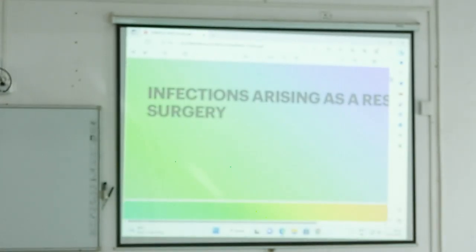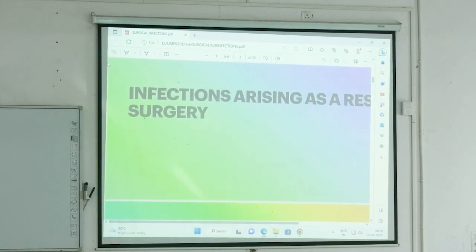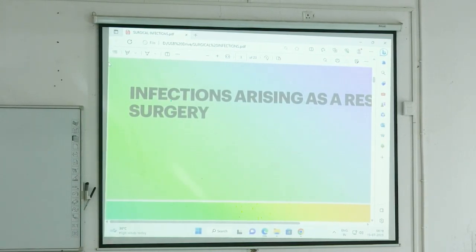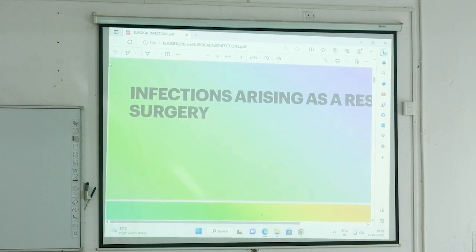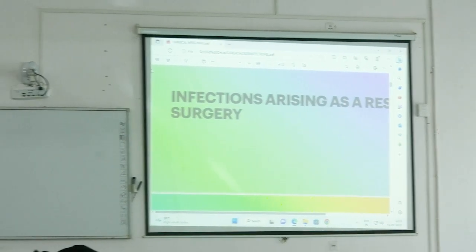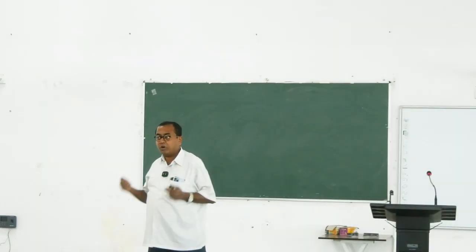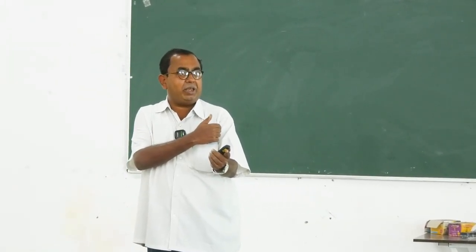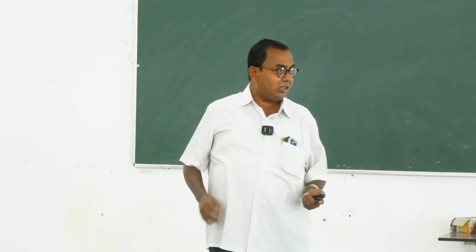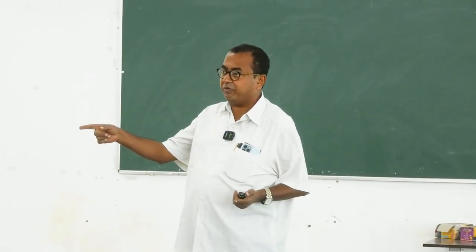Now, infection arising as a result of surgery is defined as infection at the site of surgery, which must occur within 30 days of surgery if there is no implant. But mind you, if there is an implant, it can occur within 1 year. For example, a patient has a fracture of the right forearm. We treat the patient with a screw and plate, and that implant gets infected. That is also surgical infection.